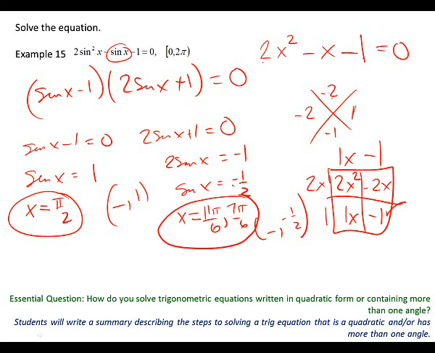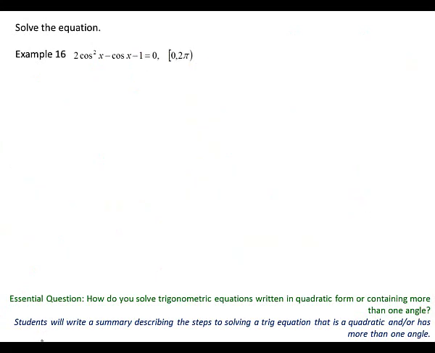All right, I'm going to skip over 16 and go right to 17. 16 is identical to this one, right? You just put cosines in there instead of sines. Okay.